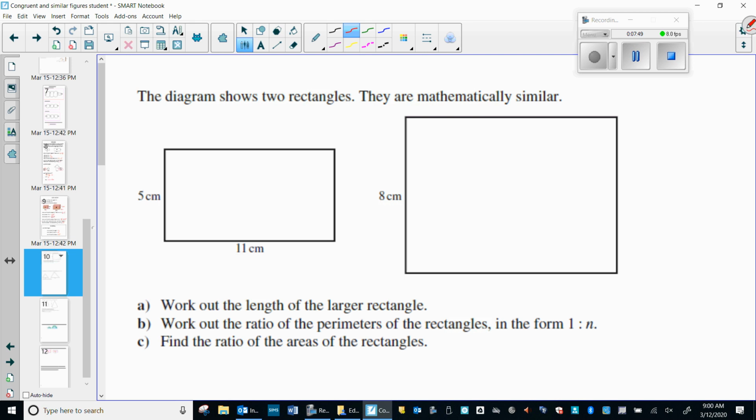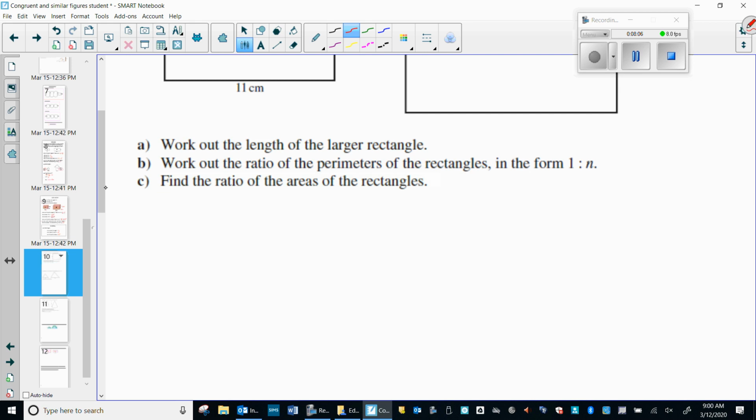Maybe it's just me. Alright, so the diagram shows 2 rectangles. They are mathematically similar, so they have told us they are mathematically similar. We need to work out the length of the large rectangle. They've told us that this one's 5, that one's 8. So the first thing we need to do is establish what our scale factor is.